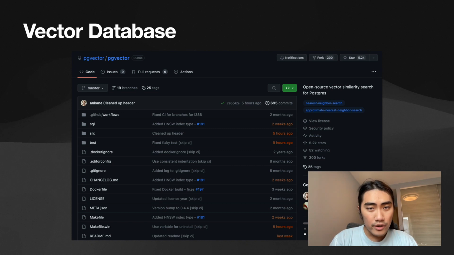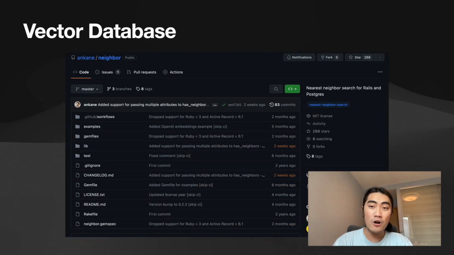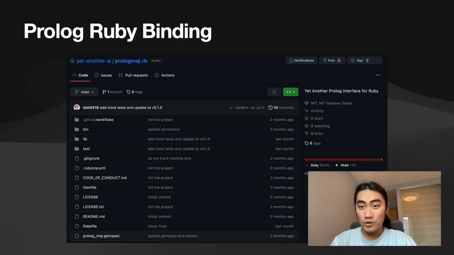So what we are using is actually an extension of PostgreSQL called pgvector, and it's interesting because this repository is maintained by Andrew Kane, who's also a Rails developer. So you can also see a Ruby gem called Neighbor. It's actually a DSL for Ruby on Rails if you are trying to use this with Ruby. And finally, if you want to call Prolog and logic programming from Ruby, you will also see that it's very tricky.